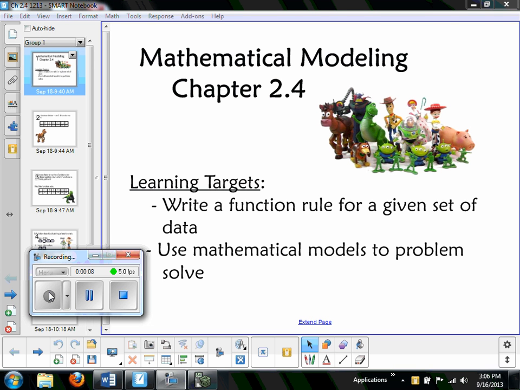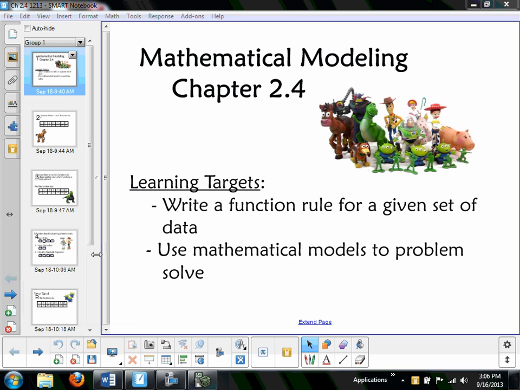Yesterday we looked at inductive and deductive reasoning. Today we're going to look at writing more function rules like we did yesterday, but today our function rules are going to be more leaning towards quadratic. I am going to throw some linear in there so that you learn to figure out when they're linear, when they're quadratic, but we're really going to focus on, during the lesson today, writing quadratic functions.